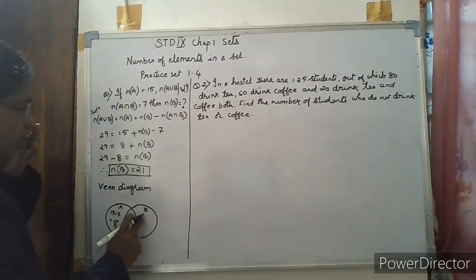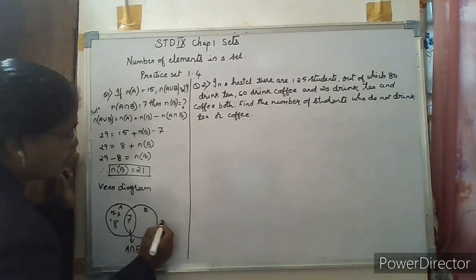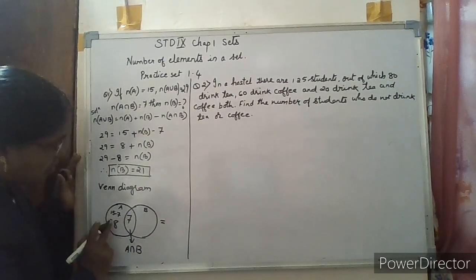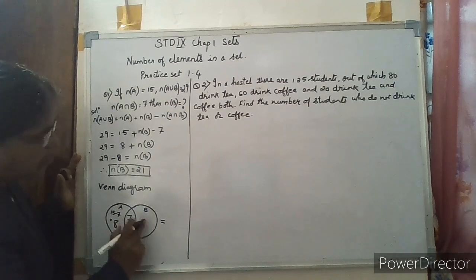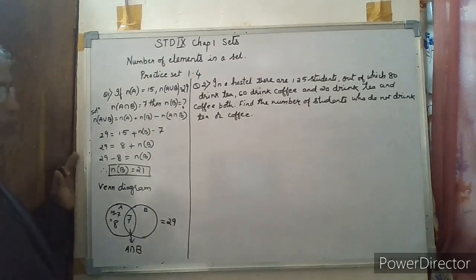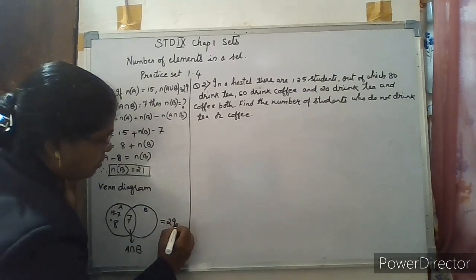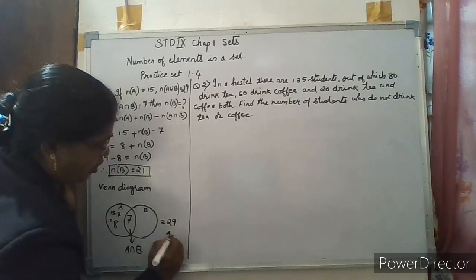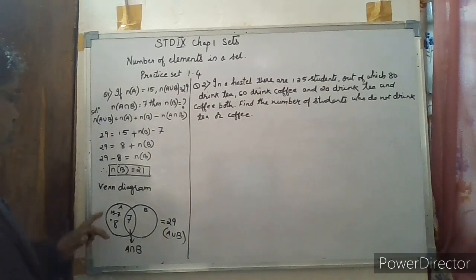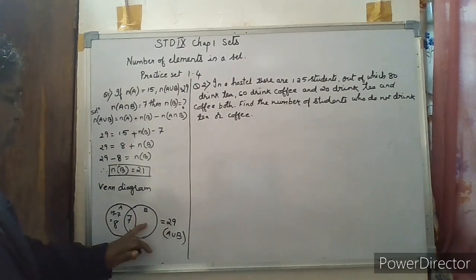Now let us find out what the elements here are. The total of this element plus this element plus this element must be equal to 29. That is A union B. It is A union B. So 8 plus 7 equal.